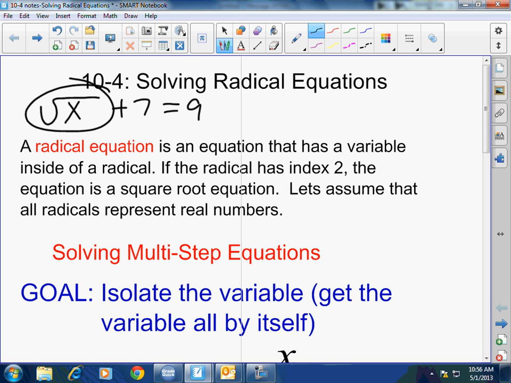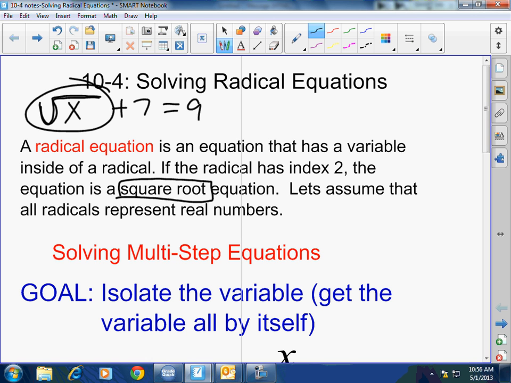If the radical has an index of 2, which remember, an index of 2 is invisible, you're never going to see the index of 2. So when you have an index of 2, it's invisible. What is that radical called with an index of 2? It's called a square root. So when I just have a radical with no index, remember, that's a 2. And that's a square root radical equation.